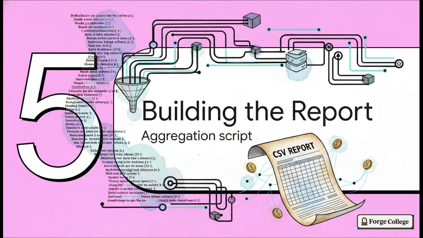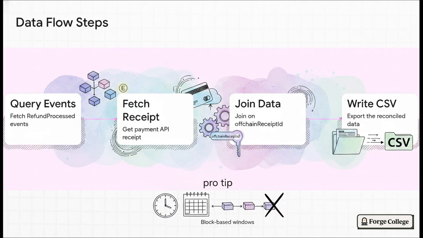On to section 5, building the report, aggregation script. Okay, time to wire the whole shebang together. We're going to use a Node.js aggregation script to output a beautiful, defensible CSV report. The data flow is simple. Step 1, query those RefundProcessed events. 2, fetch the payment receipt from your API provider. 3, join them together using that clever off-chain receipt ID we just talked about. And 4, write the combined data to a CSV. And hey, massive pro tip here. Always query your events using block-based windows rather than time-based windows. That ensures your audit is perfectly reproducible.